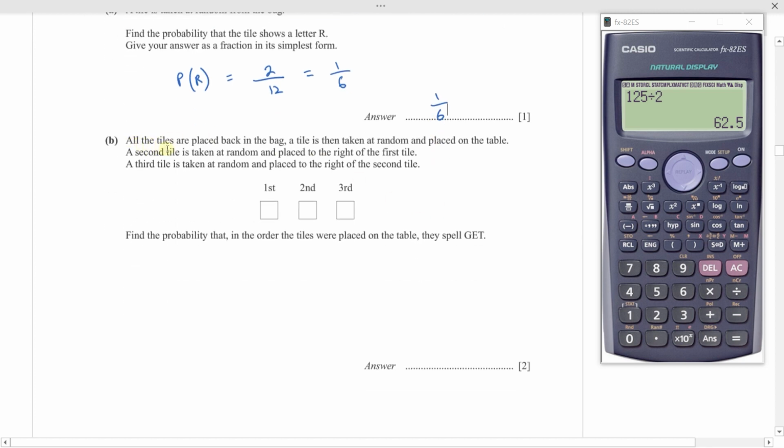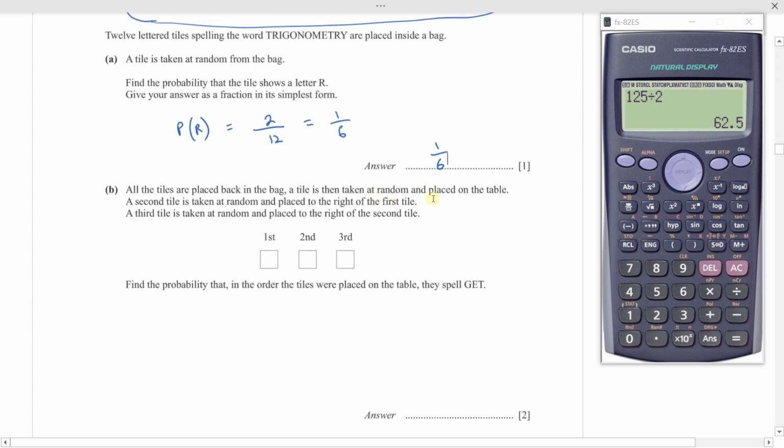Part B is all the tiles are placed back in the bag. A tile is then taken at random and placed on the table. A second tile is taken at random and placed to the right of the first tile. A third tile is taken at random and placed to the right of the second tile. Find the probability that in the order the tiles were placed on the table, they spell GET.